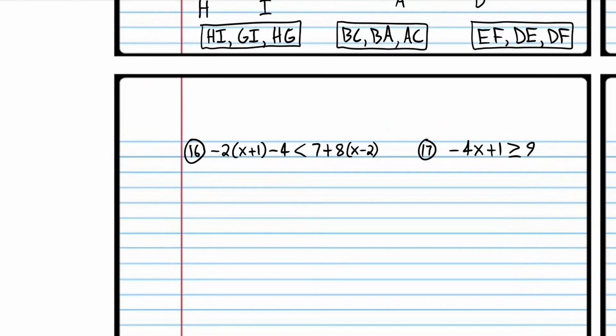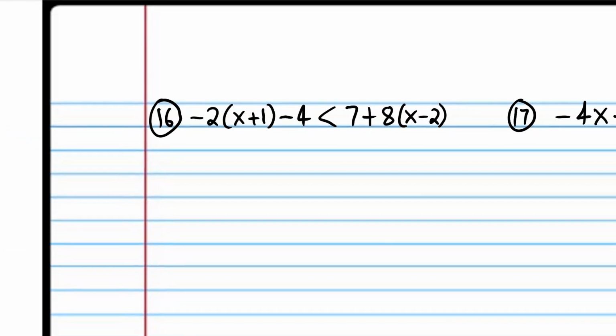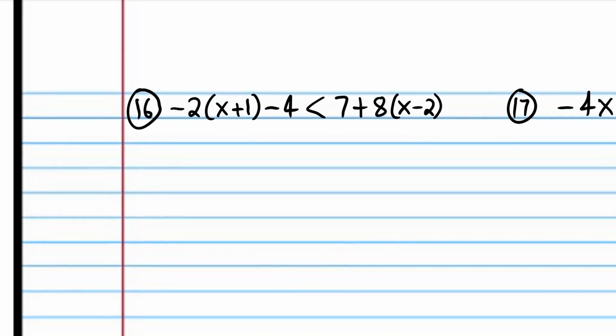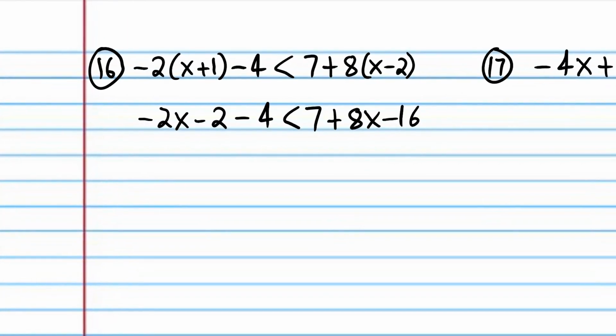Before you do one on your own, now we have a problem with parentheses. You may remember these problems. I think we did these in the previous class, or maybe the class before that, but we learned these in my pre-algebra course. When you have an equation or an inequality with parentheses, you first have to use the distribution rule to get rid of the parentheses. So -2 times x is -2x. -2 times 1 is -2. And 8 times x is 8x, and 8 times -2 is -16. All right, so we got rid of the parentheses.